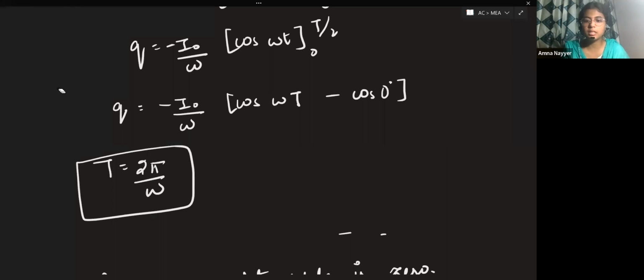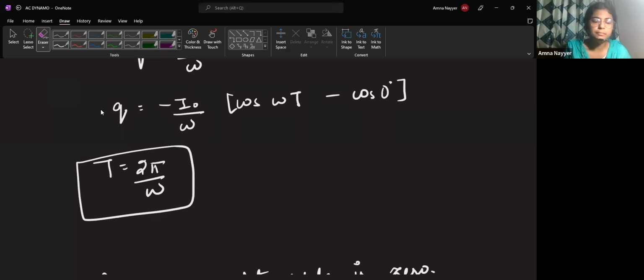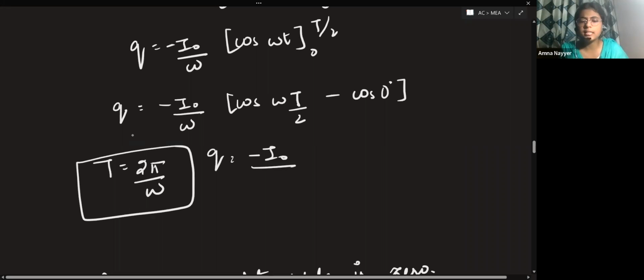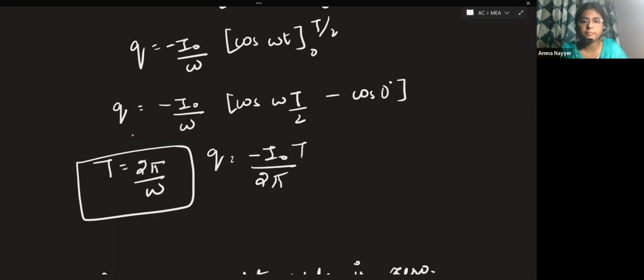The change in the answer that will come: till here, this will remain the same, and T by 2 will come. So what will happen? Charge will be minus I naught. Let's write omega as 2 pi divided by T. This is cos of 2 pi by T into T by 2, minus 1. So the 2 cancelled, T cancelled, cos pi.